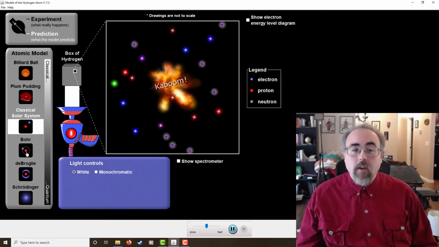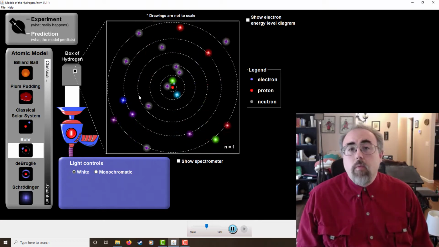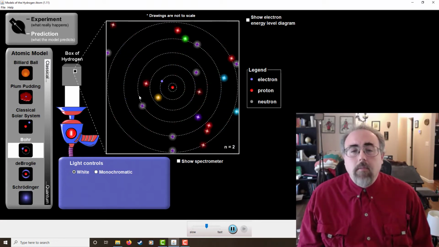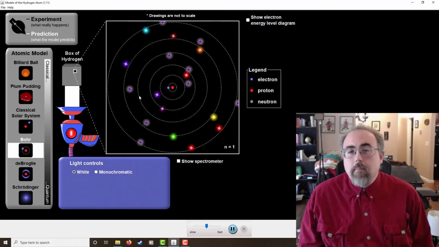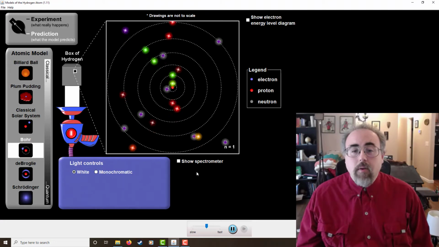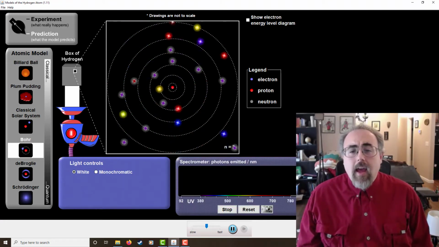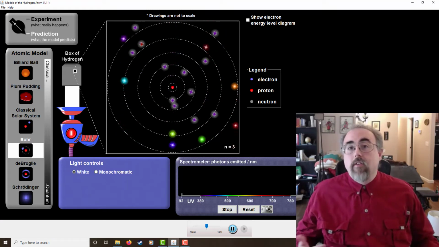Then a guy by the name of Niels Bohr comes up with one. And this one starts actually working fairly well. We still use this a little bit. The downside of the Bohr model is it only really works for hydrogen. Now this happens to be hydrogen. And to really see what it's doing, I'm going to turn on the spectrometer. And what we're doing is we're looking at the light that's absorbed by the hydrogen atom.